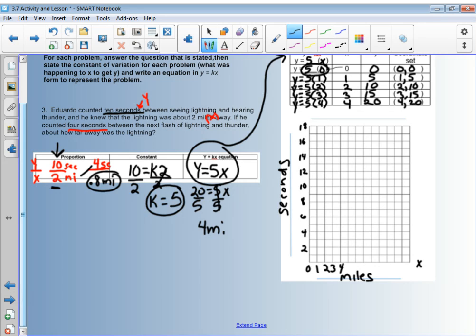For 20, we're going to have to go slightly off. Now if I go over to 0, up to 0, and I'm just plotting these, over to 1, up to 5, so there's 5. Over to 2, up to 10. Over to 3, up to 15. And over to 4, up to 20, which is up here. So you'll notice that we have a nice straight line.